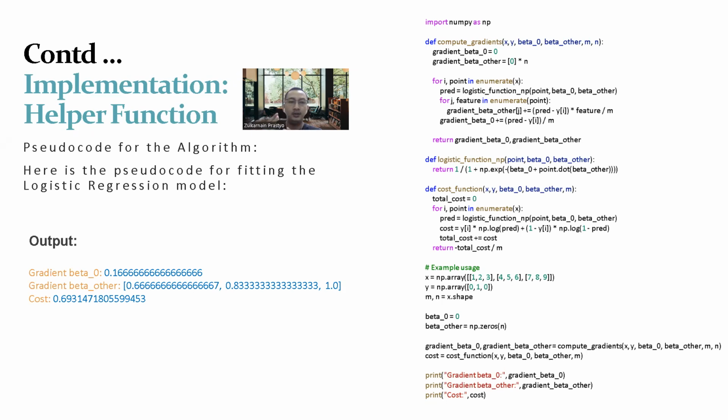So from the logistic regression fitting code, the output is: gradient beta 0 is 0.1666, and I output gradient beta other as 0.6666, 0.8333 until 1.0, and the output from this code is 0.6931.